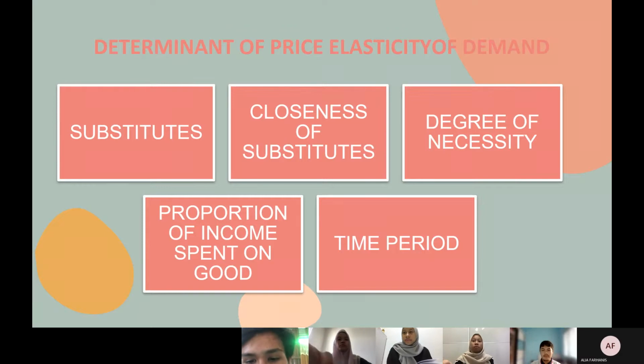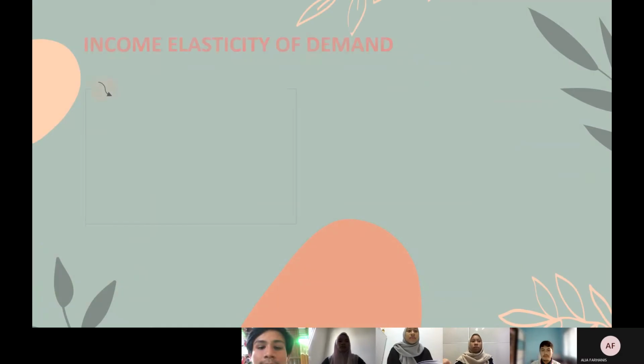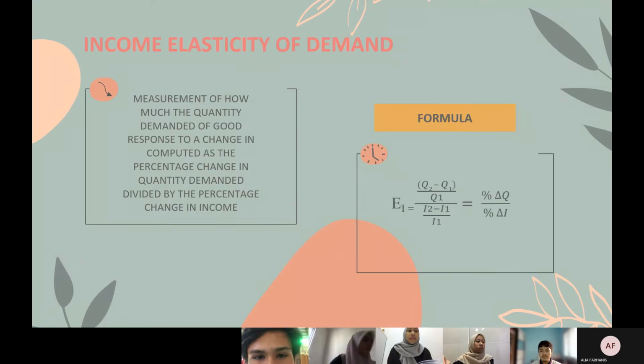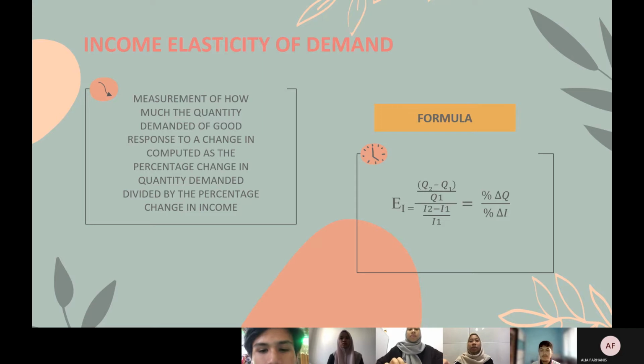We continue with Aira. My name is Aira Farhan Zulkarnain and I will present about income elasticity of demand. So income elasticity of demand is a measurement of how much the quantity demanded of a good responds to a change in income, computed as the percentage change in quantity demanded divided by the percentage change in income. As you can see at the formula, percentage change in quantity demanded divided by percentage change in income.